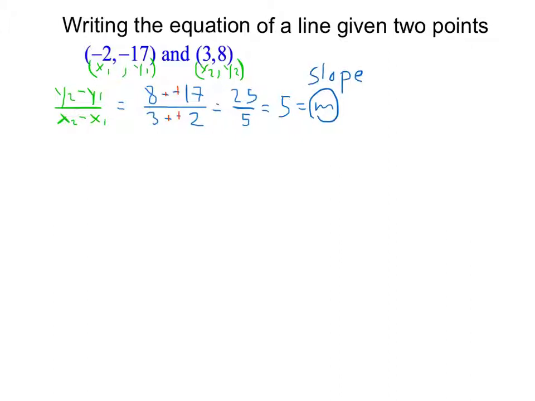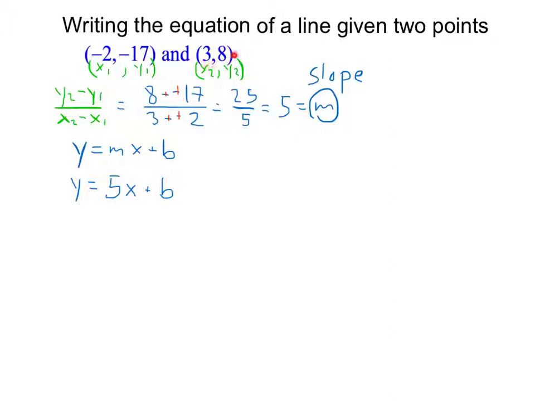Once I have that, I'm going to write the basic structure of the line. All lines need to be in this y equals mx plus b, or slope-intercept form, and I know that the slope in this case is 5, so I'm going to plug that in for the slope, m. From here, I want to figure out what the y-intercept b is equal to, and I can use either of the points up here, -2, -17, or 3, 8, so I'm going to pick one.